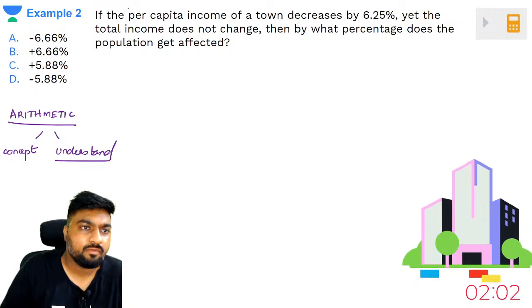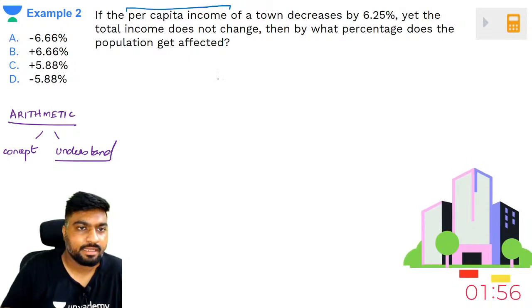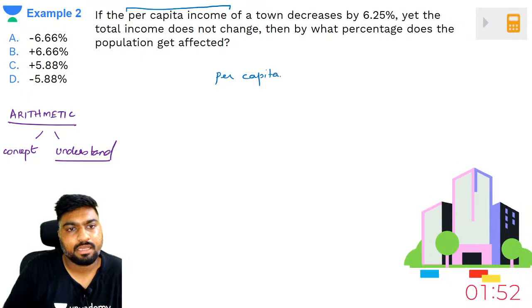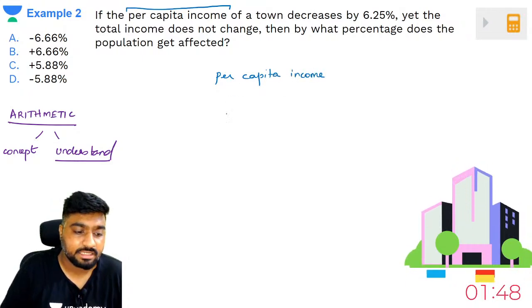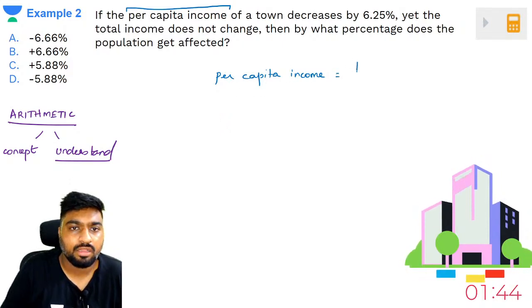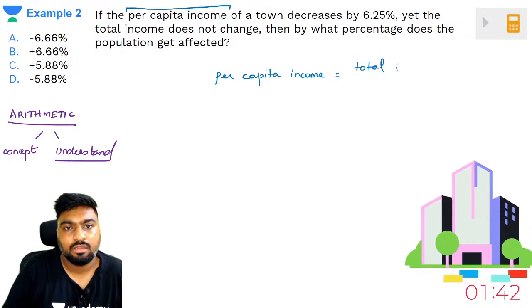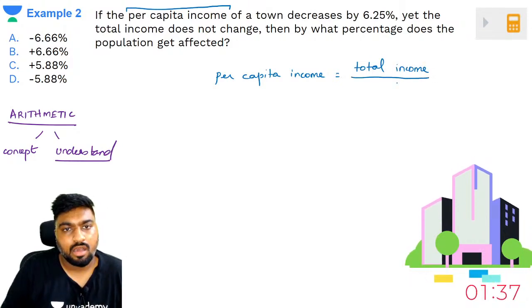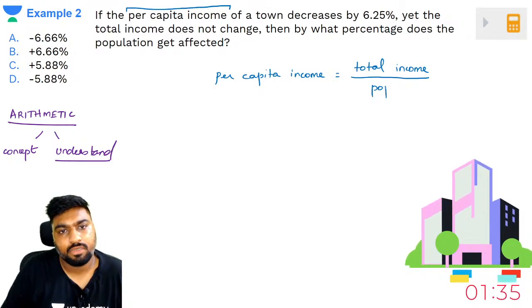Can anyone tell me what do we mean by per capita income? So per capita income of a country, of a state, of a city, of a region is basically total income of all the people living there, upon its total population.